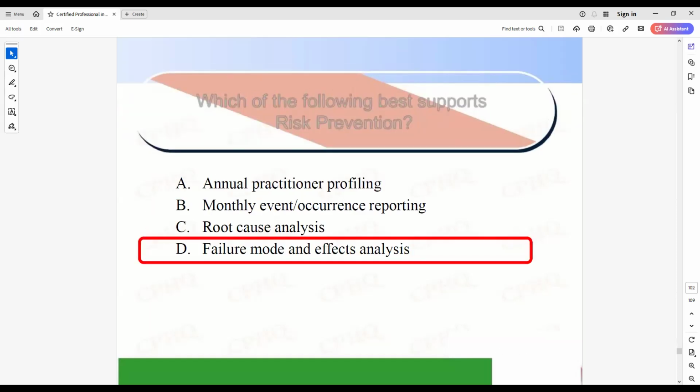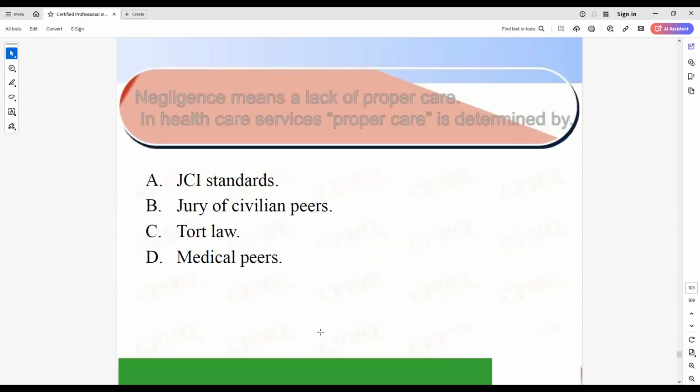If you look at the others, all of them are actually reactive. Profiling is when you collect data on the performance, so that's reactive. Incident reporting is reactive. Root cause analysis is reactive. So all of it is reactive.